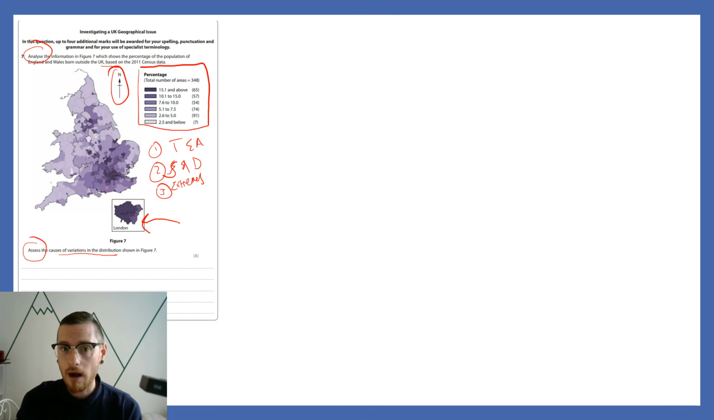So distribution means how spread out something is. So basically here it's looking at how spread out the amount of people born outside of the UK are in the map provided. So we're looking at every PEEL paragraph going back to the variations in the distribution, the variation in how spread out those people are. This wasn't done particularly well, and the reason was, 2 seconds.